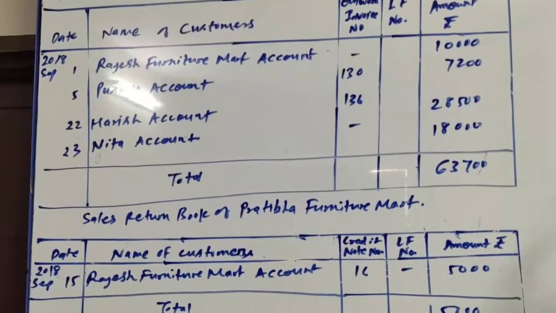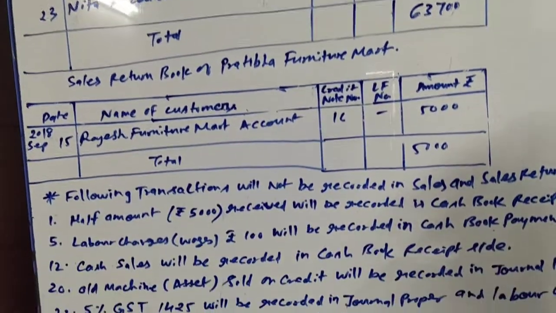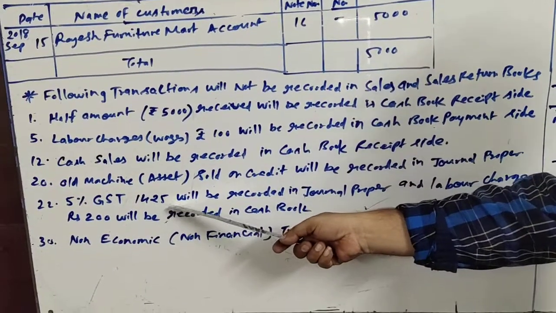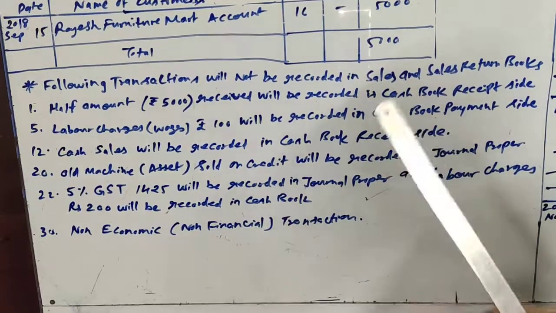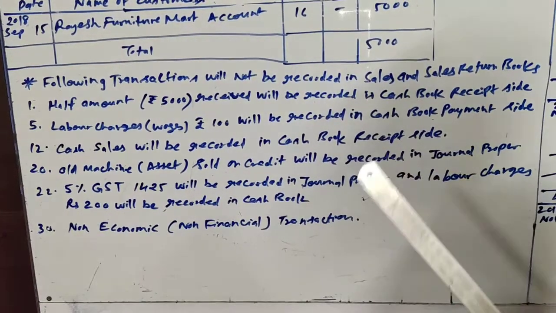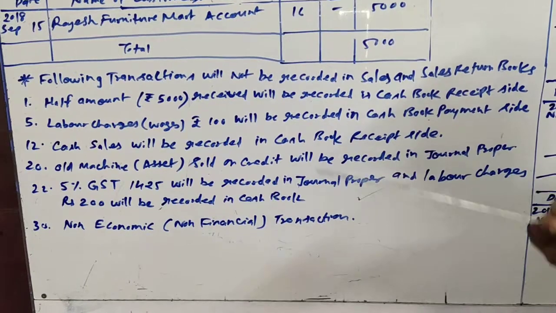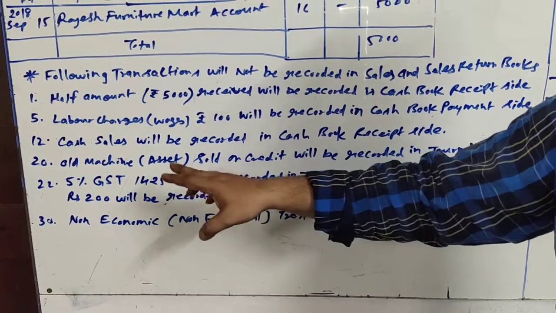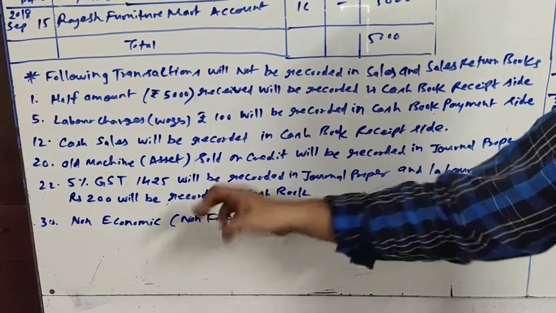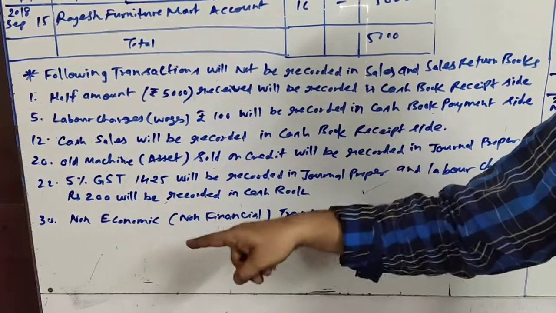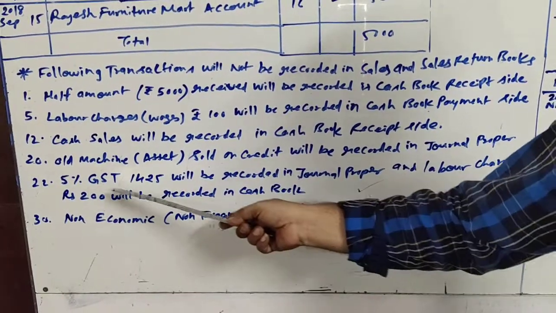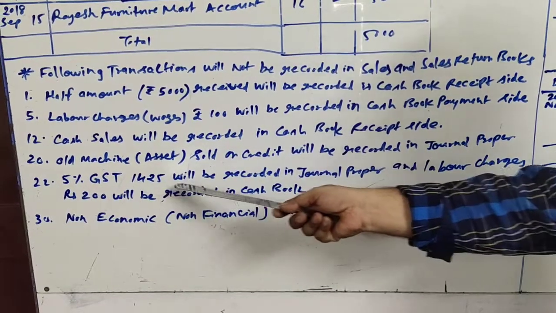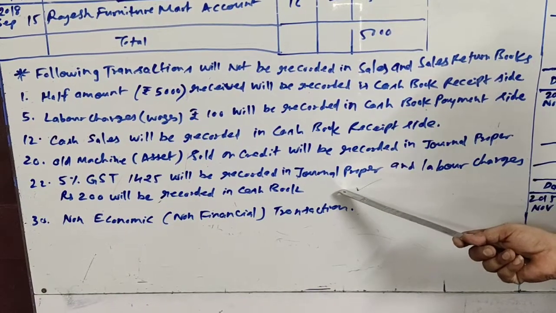Now moreover it is given that 5% GST is added and rupees 200 is added for carriage. So friends, here 5% GST, rupees 1425, we are debiting to the customer's account. This much amount we will be collecting from him and we will be paying to the government as taxes. That's a different thing, but right now we are debiting these to his account. So this will be recorded in journal proper, where we will debit the customer account and credit GST, that is output GST. So the 5% GST, 1425, will be recorded in journal proper.